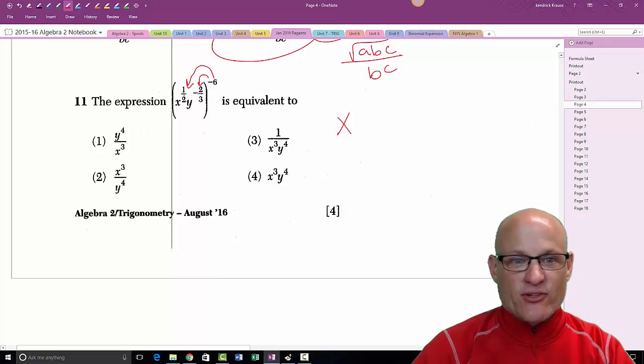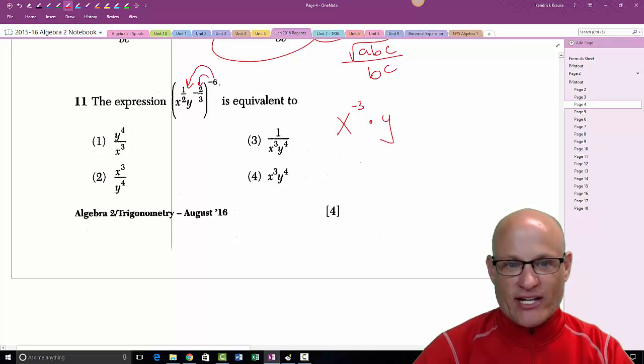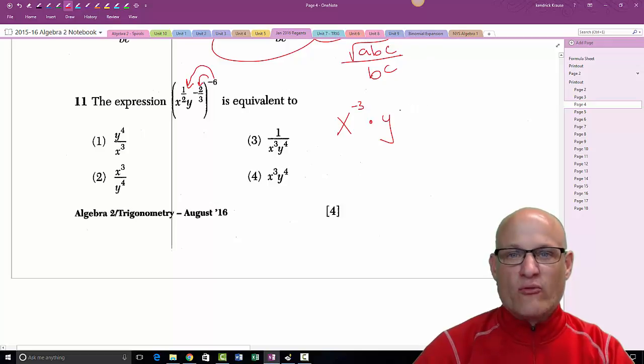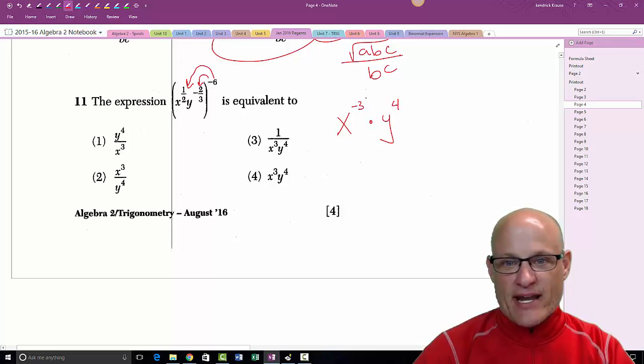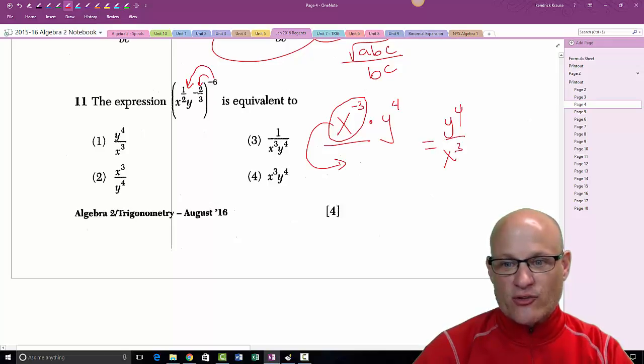So x, 1/2 times negative 6, what's half of negative 6? That's negative 3. Times y, what's negative 2/3 times negative 6? That's positive 12 over 3, which is 4. Now you have to remember that negative exponents, in order to make them positive, must go in the denominator. So this really turns into y to the 4th over x cubed.